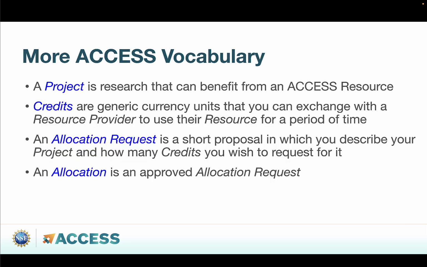A project is research that can benefit from an Access resource. Credits are generic currency units that you can exchange with a resource provider to use their resource for a period of time. An allocation request is a short proposal in which you describe your project and how many credits you wish to request. An allocation, then, is an approved allocation request.